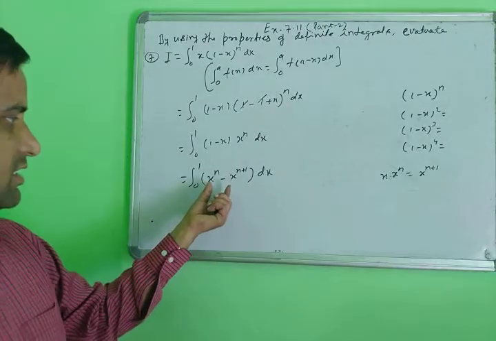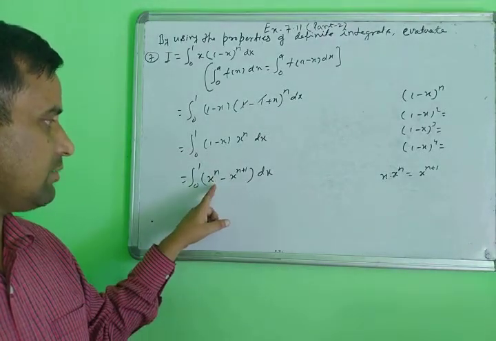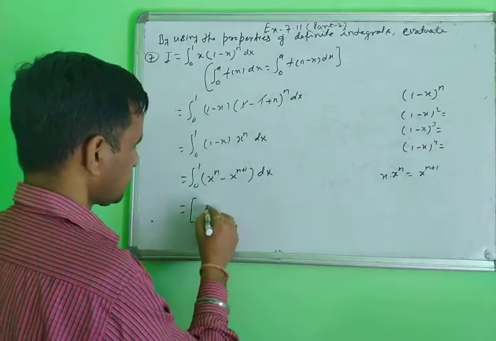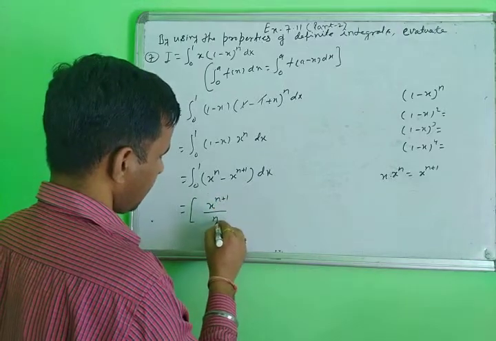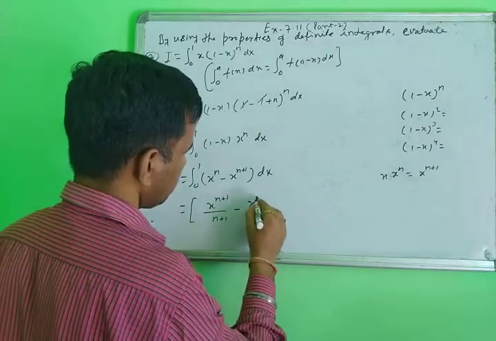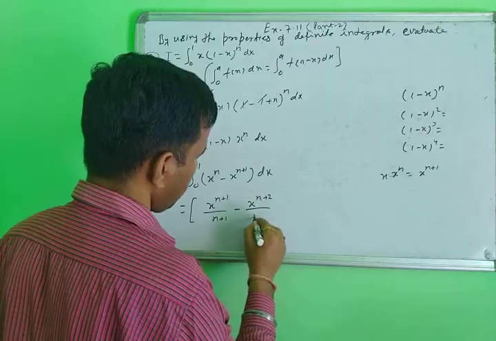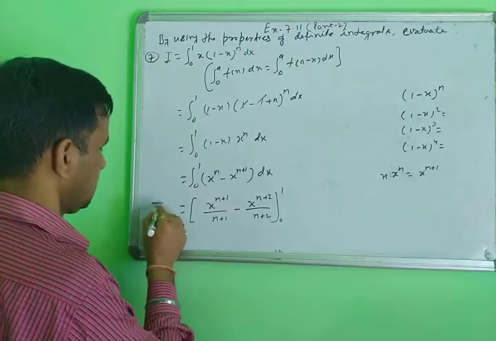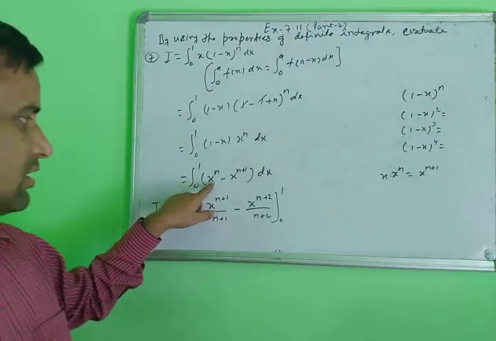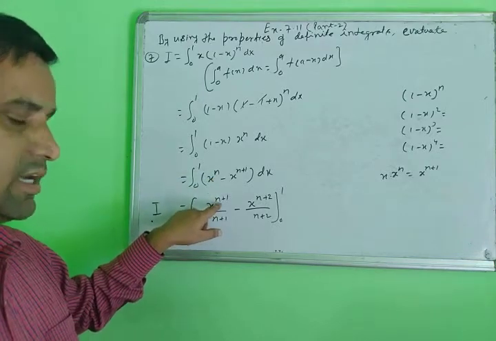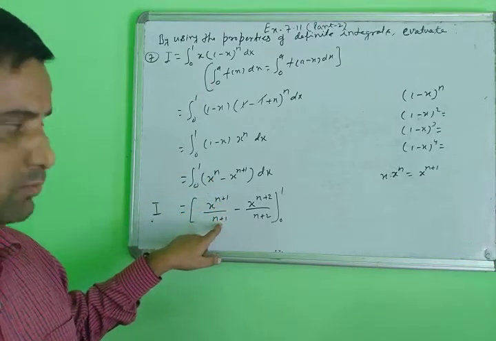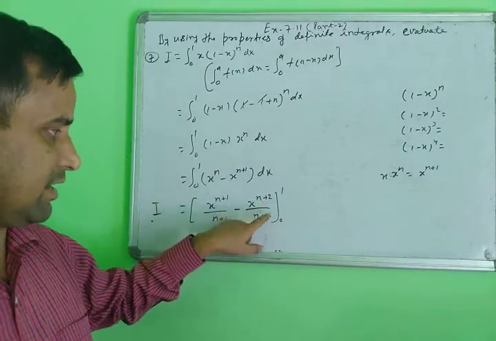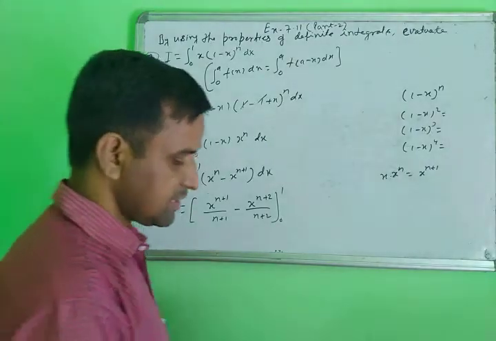This is easy to integrate here, because you have x to a power. Using this, the integral is x to the power n plus 1 upon n plus 1, minus x to the power n plus 2 upon n plus 2, with limits 0 to 1. The integration of x to the power n gives x to the power n plus 1 upon n plus 1, and for the second term, n plus 2 is added. Then use the limits.